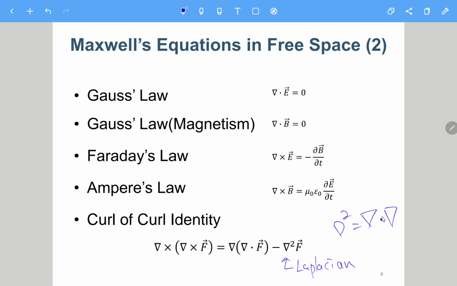So it is like a scalar operator, a scalar operator operating on the vector, so this is still a vector. And here, the divergence of the vector field becomes a scalar field, and then taking the gradient, it becomes a vector field again. So this is a vector field, this is a vector field. And here, the curl of F is still a vector field, and the curl of the vector field is still a vector field. So a vector field equals a vector field minus another vector field.